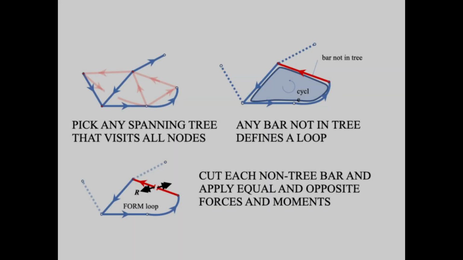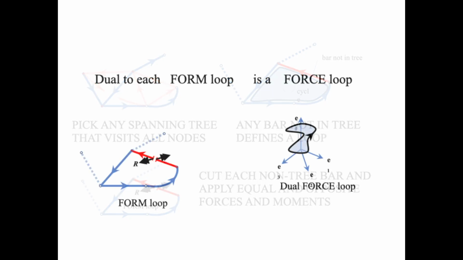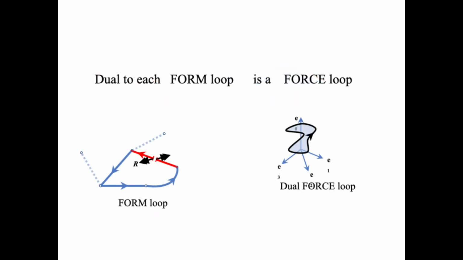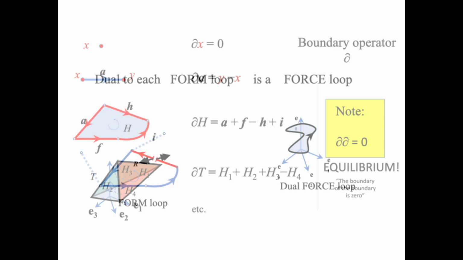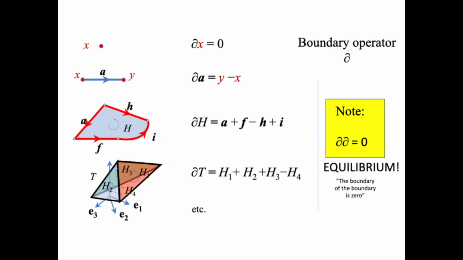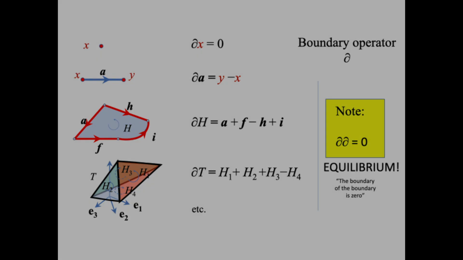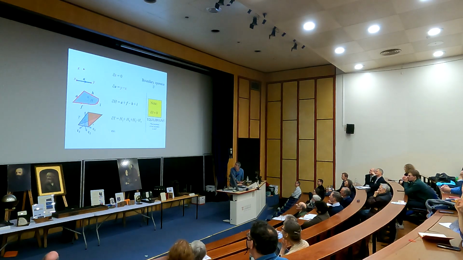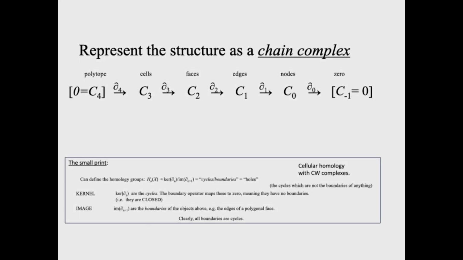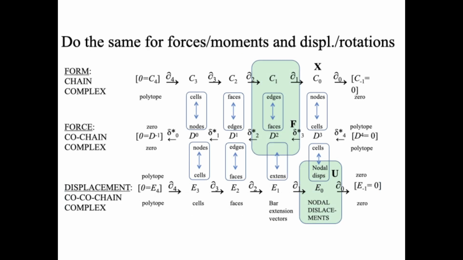But you can define your structure as a set of loops. You start off with a spanning tree. Every bar not in the tree defines a loop. Dual to that loop is a force loop. It's all about the duality. Equilibrium is given by the wonderful equation, the boundary of the boundary equals 0, delta delta equals 0, which is the key equation in algebraic topology. And that's equilibrium. I'm an engineer, and that means equilibrium. And you can represent it as a chain complex, like so. And I'm struggling a little bit, but you can do your form, your force, and your displacement.